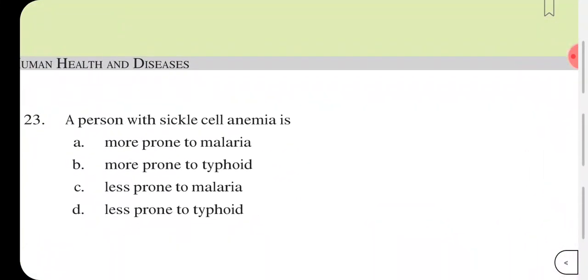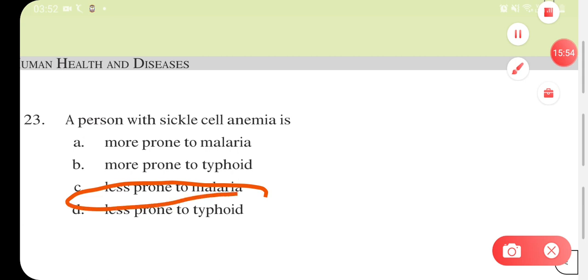next one. A person with sickle cell anemia is more prone to malaria, more prone to typhoid, less prone to malaria, or less prone to typhoid. Okay, here the answer will be the person who is suffering from sickle cell anemia will be less prone to malaria. Okay.